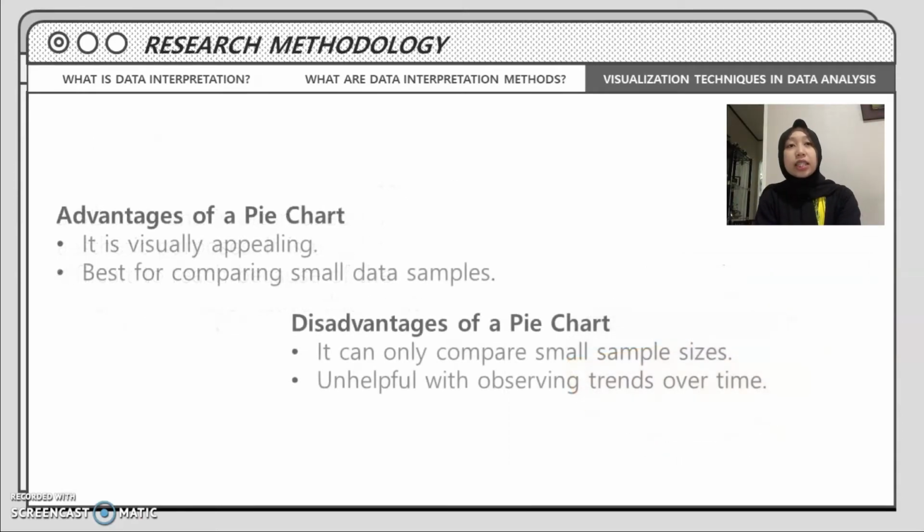These are the advantages and disadvantages of a pie chart. The advantages of a pie chart are: it is visually appealing and best for comparing small data samples. But the disadvantages of a pie chart are: it can only compare small sample sizes and is unhelpful with observing trends over time.